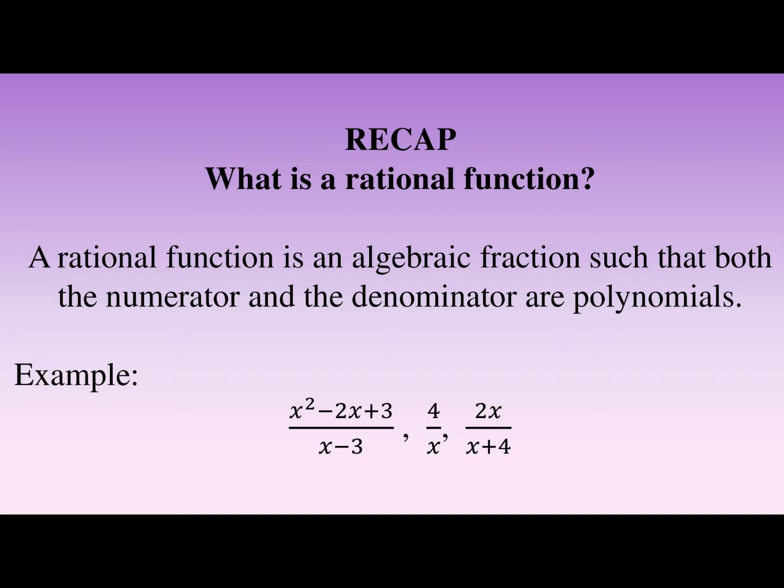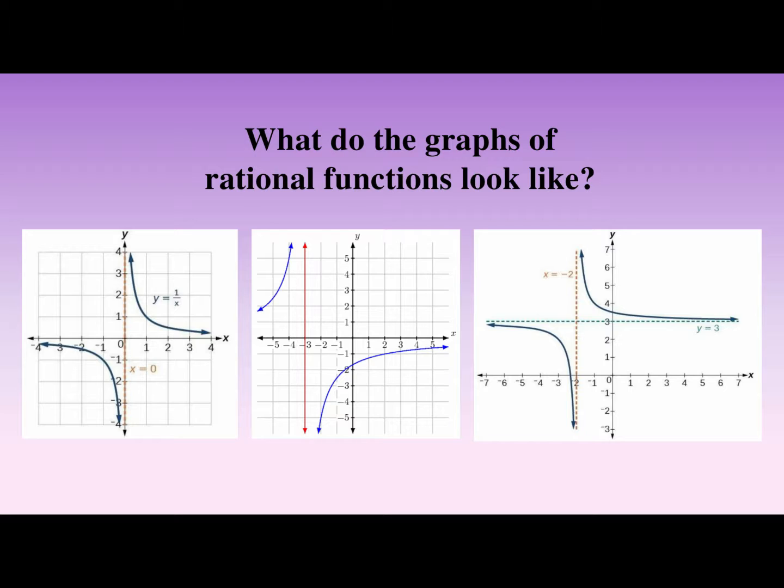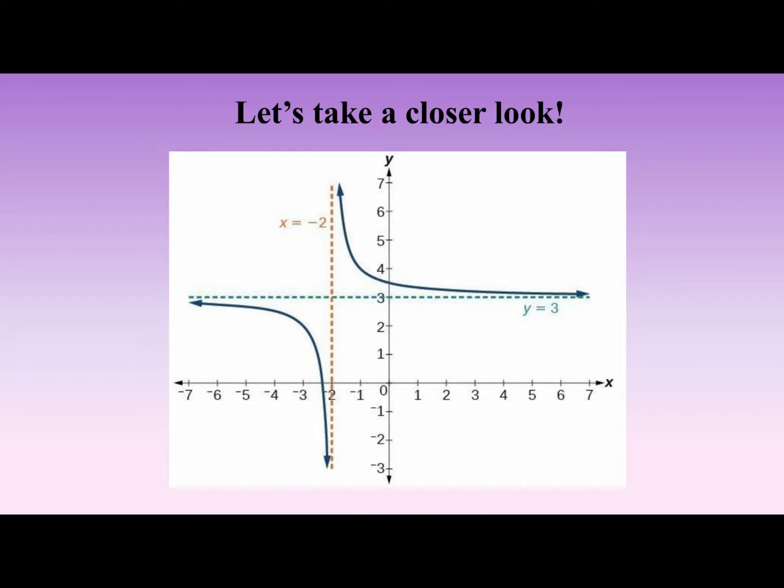The next one we have is 4 over x. As long as we have a variable in the denominator, that is considered a rational function. And then lastly, 2x over x plus 4. So here are some graphs of rational functions, and it seems like they're always approaching a line but never touch it or cross it. So let's take a closer look.